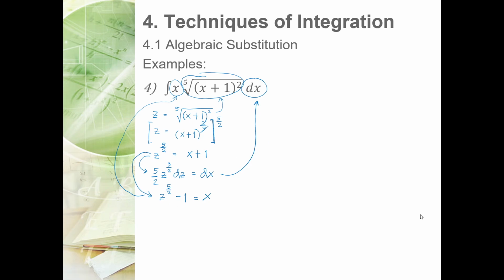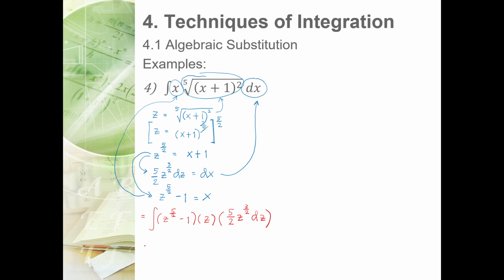So far so good. So next, your x variable, the first variable to be replaced, is z to the 5 halves minus 1. Then the fifth root of x plus 1 squared is your z parameter. And then your dx is 5 halves z to the 3 halves dz.